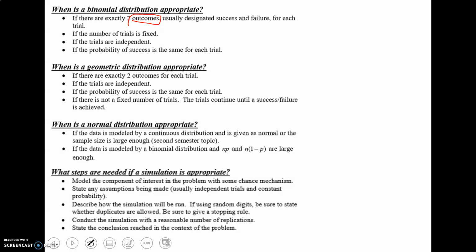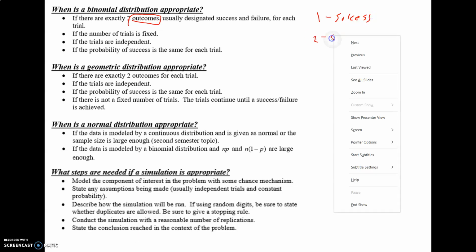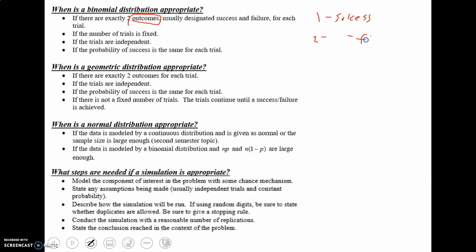So if you're rolling a die, what would be the success and failure? Well, it depends. If you're calling getting a 1 a success, that means the rest of the outcomes, 2 to 6, would be failure. So you could have multiple numbers, but you have to be able to define an event as success and the rest of them a failure, okay?